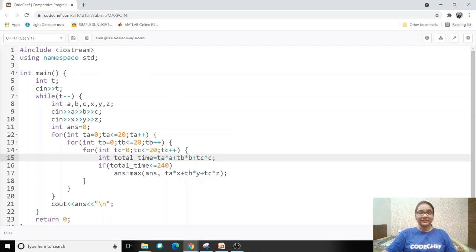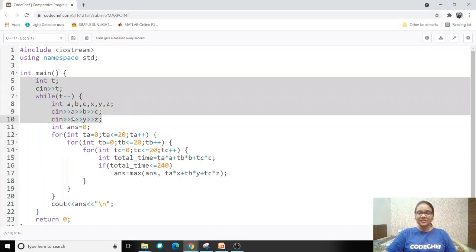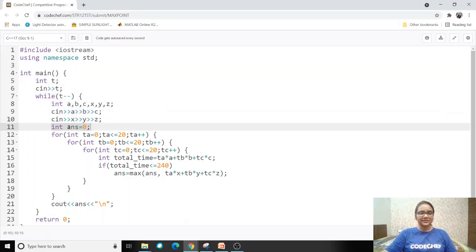The code will be in C++. As you can see, I have already written the code here. So the first few lines are just the inputs that we need. After that, you can see I have initialized the variable answer. Initially it will be 0, and then we will update it as and when we see, for each situation, what are the maximum points that we are getting.